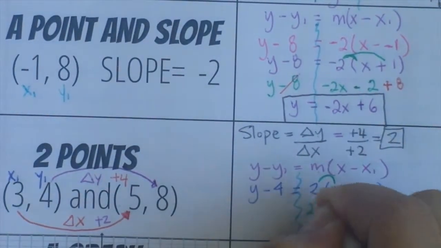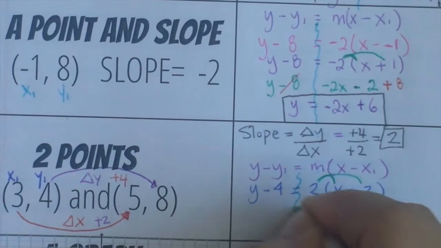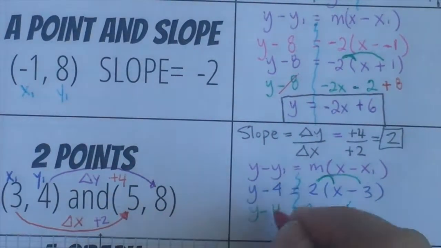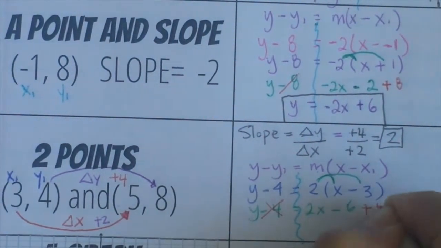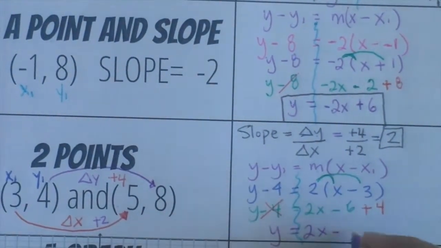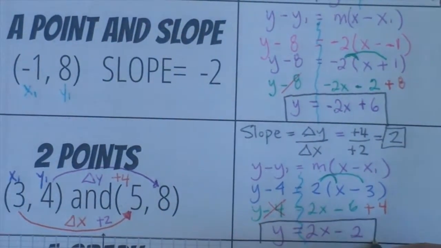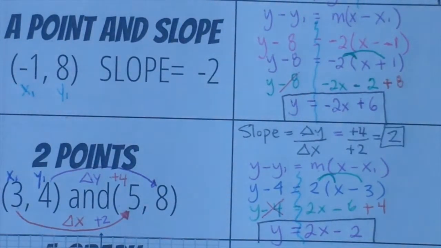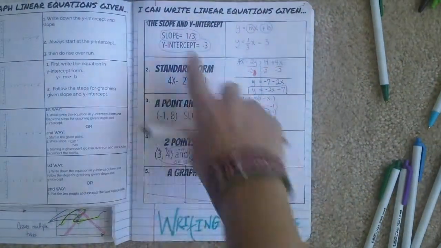Get 2x minus 6 in the house, bring everything else down. Get the negative 4 to the other side, so we're adding 4, so it's going to be y equals 2x. And then Tigers meets Trojans, Tigers win by 2. And there you have it. So it's just one extra step between 2 points and a point and a slope.